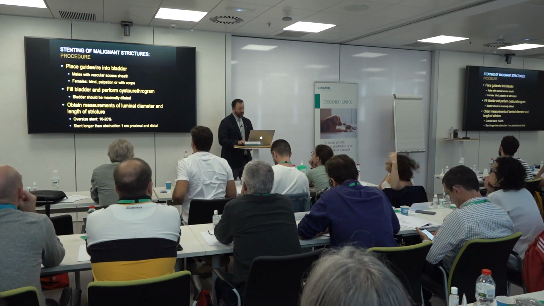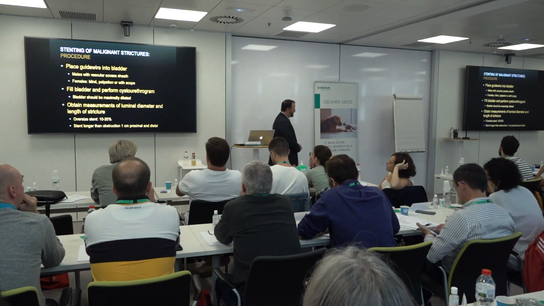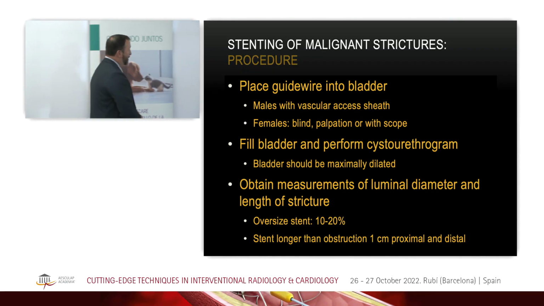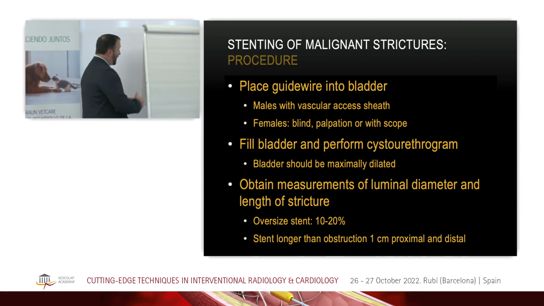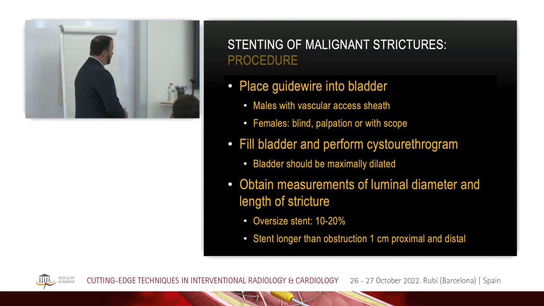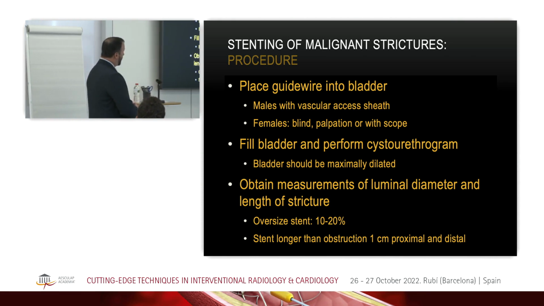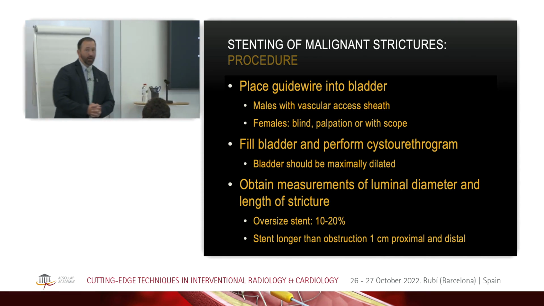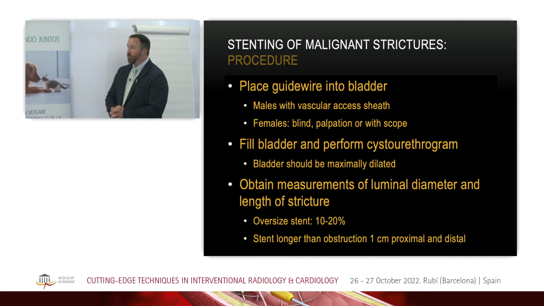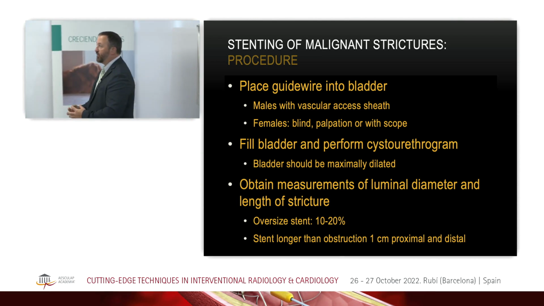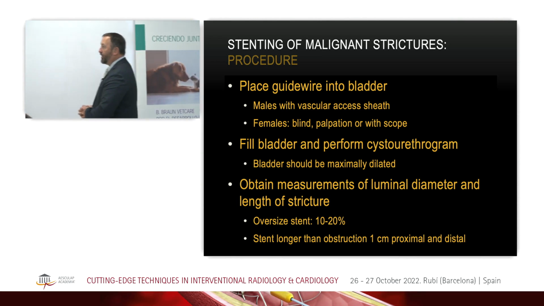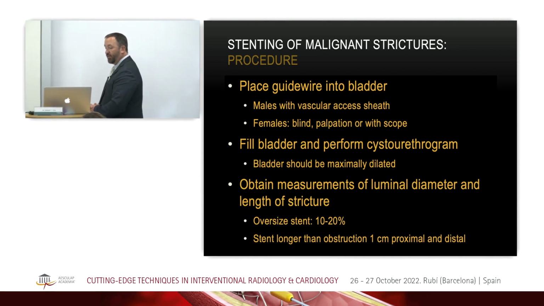So step by step again, coming back to this, we place the guide wire into the bladder. Males, again, we use a vascular access sheath. Females, it's a little bit tougher, obviously. It depends if they have tumor that's extending down to the urethral papilla or not. But basically need to get that guide wire in position first. You perform that cystourethrogram just like we showed on that previous study.